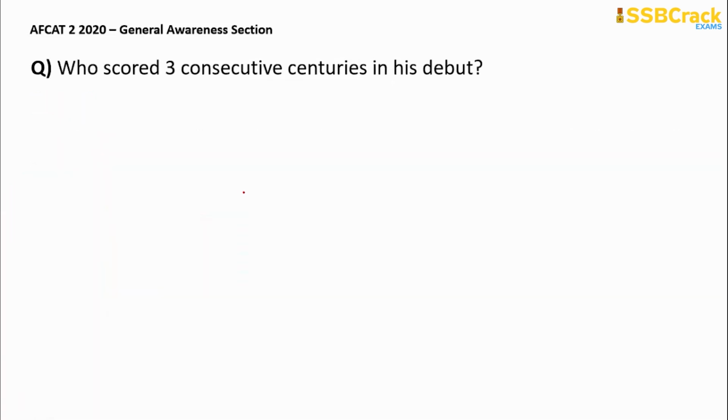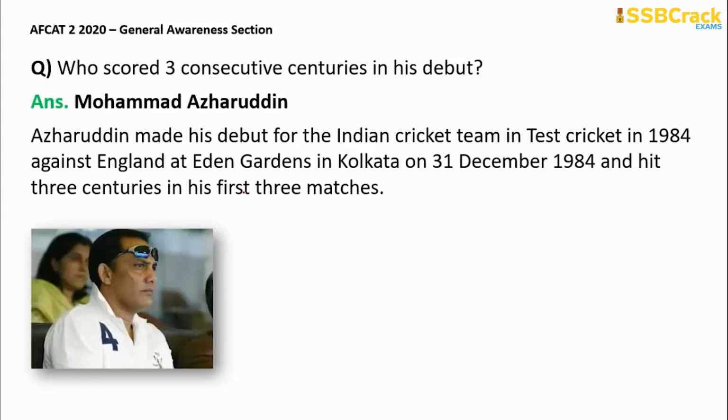Next question, who scored 3 consecutive centuries in his debut? So the correct answer is Muhammad Azharuddin. He made his debut for the Indian cricket team in Test cricket in 1984 against the British at Eden Gardens, which is in Kolkata. And then he hit 3 centuries in his first 3 matches.